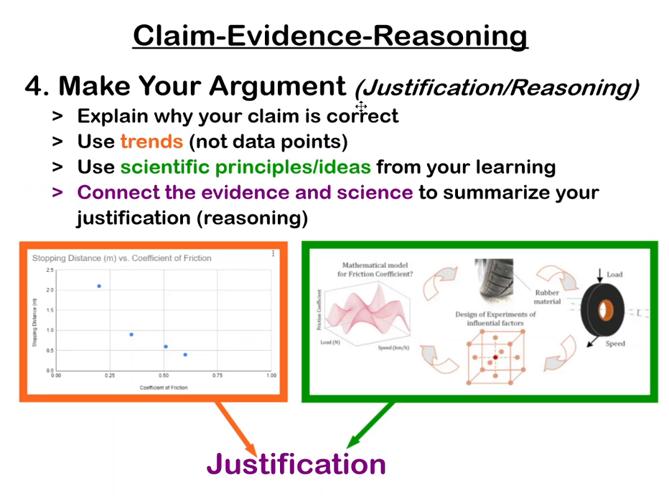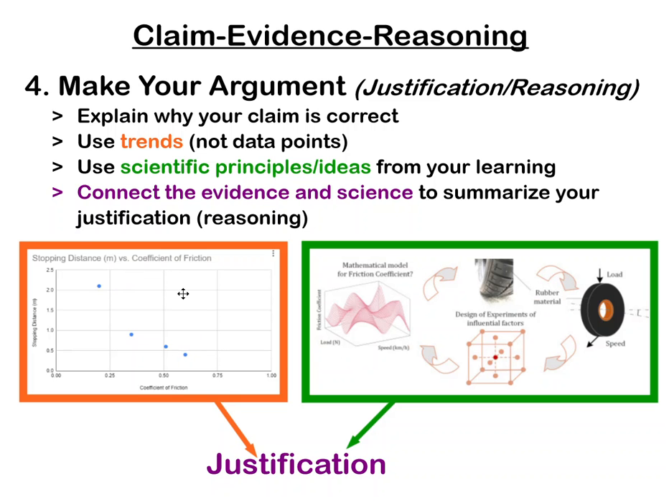And so now we're going to make our argument, or our justification, or sometimes called the reasoning. So really what we want to do here is explain why our claim is correct. We're going to use 2 different pieces of evidence to do that. One is our data, right? Trends, not data points. So I want to talk about the overall trend, not any individual data point that I see in this graph. And then I want to use science-like principles and ideas and concepts.